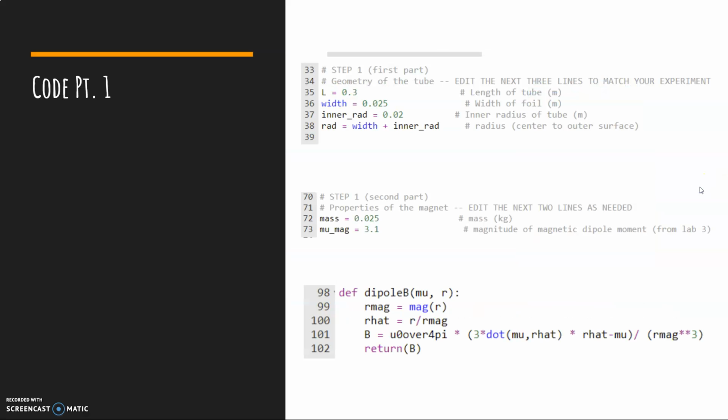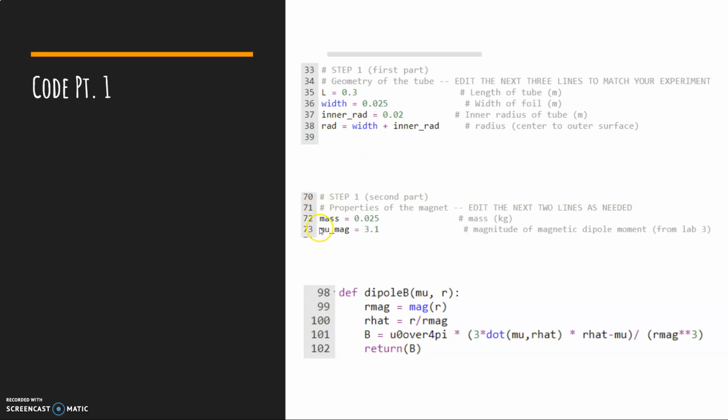This lab was really code heavy, so I'll just walk through each part of the code. Lines 33 to 38, we set up our constants. L here is the length of the tube, or the aluminum foil, which is 0.3 meters. We also found the width to be 0.025 meters and the inner radius to be 0.02 meters.